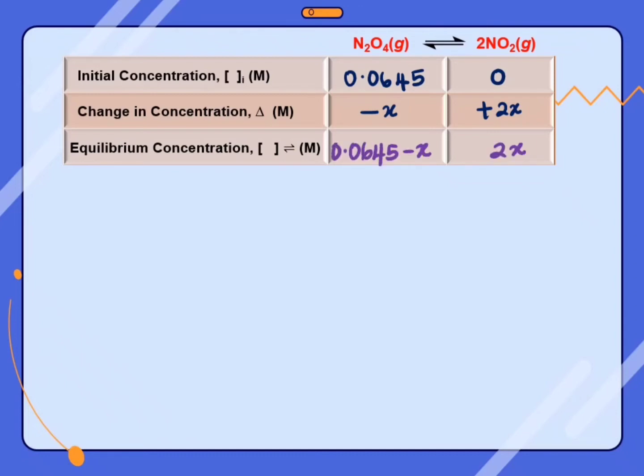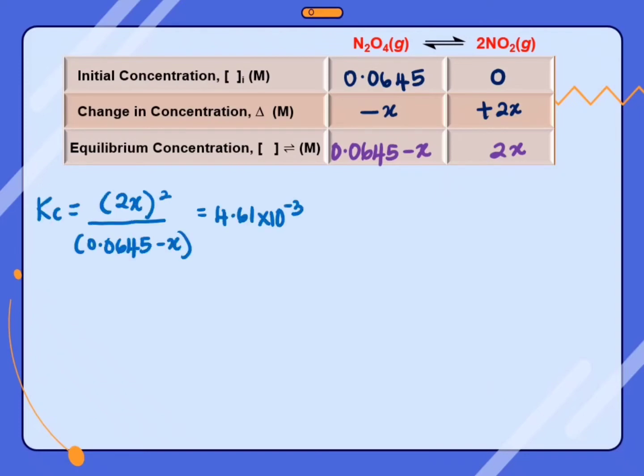Okay guys, so now we have the equilibrium concentration for each reactant and product. But we do not know the value of X. But we have the value of Kc just now in the question. So you can substitute all these into the Kc expression just now. Okay, so I substitute like this. So we have put all the equilibrium concentrations for the reactant and product into the Kc expression.